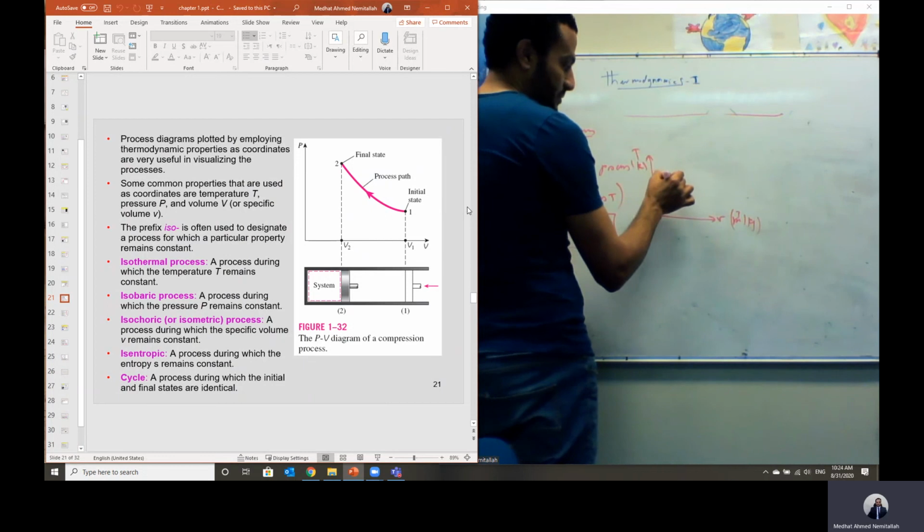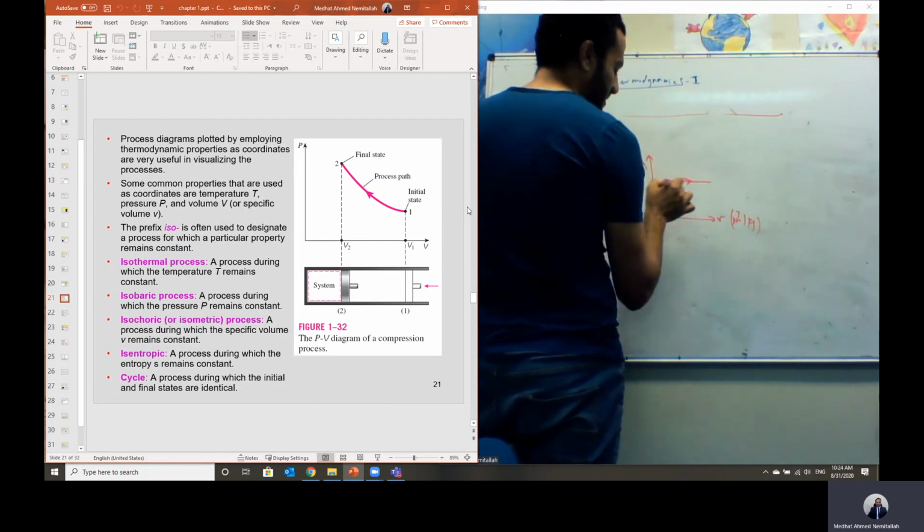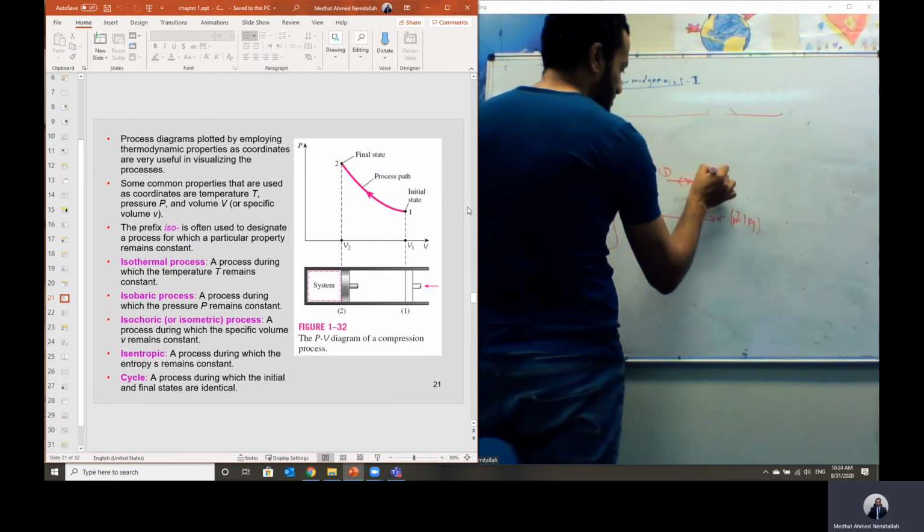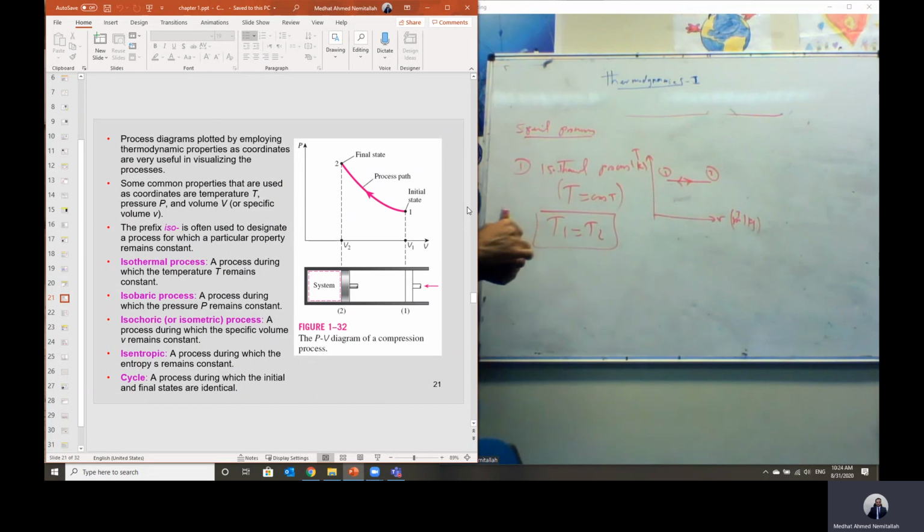As it is isothermal, temperature is constant, so from state 1 to state 2 it will be just a horizontal line on the temperature-volume diagram.